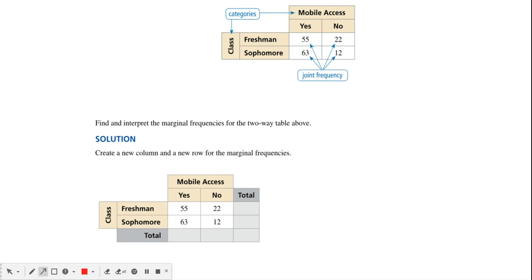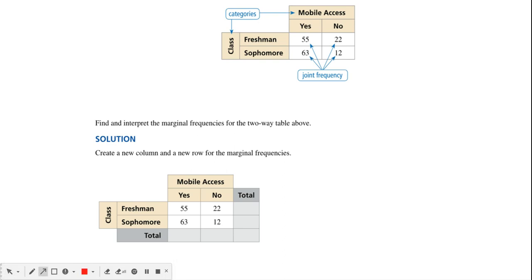Hi, this is our example one, and this comes to frequency tables. Frequency tables are often used when you're conducting a survey that has to do with collecting data in categories. You can see right here that we're collecting data in the freshman and sophomore categories, and whether you have mobile access, yes or no.